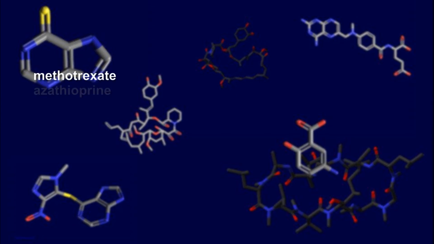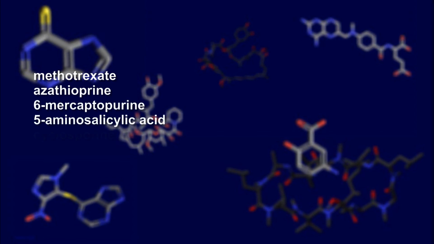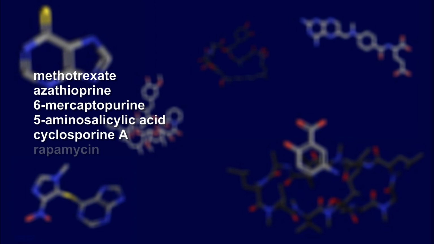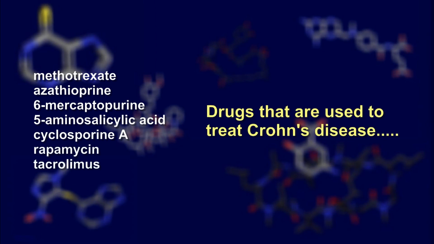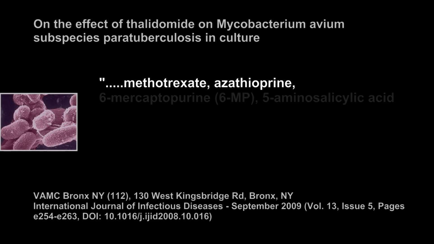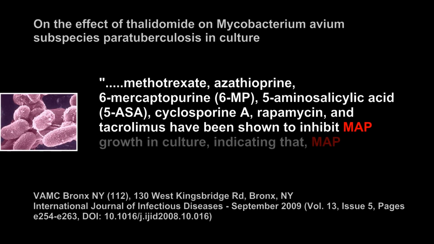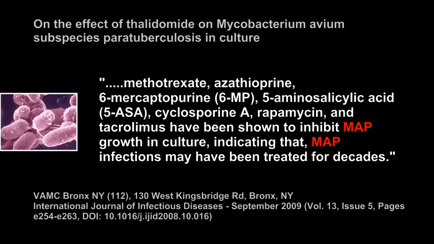Methotrexate, azathioprine, 6-mercaptopurine, 5-aminosalicylic acid, cyclosporine A, rapamycin, and tacrolimus are all drugs that have been used to treat Crohn's disease. They have been shown to inhibit MAP growth in culture, indicating that MAP infections may have been treated for decades.